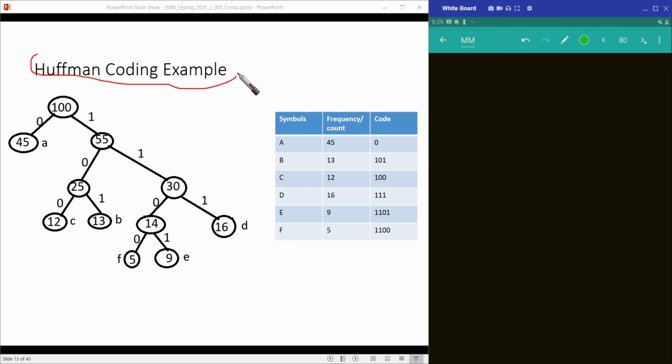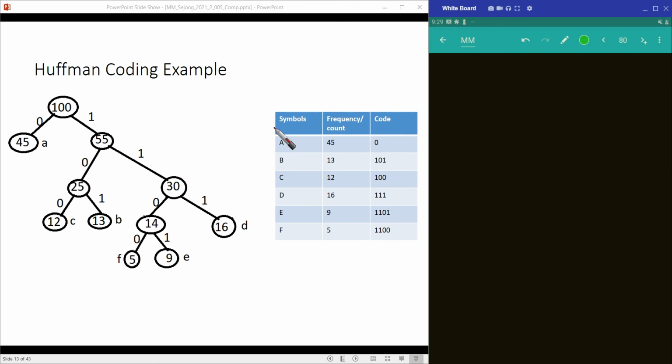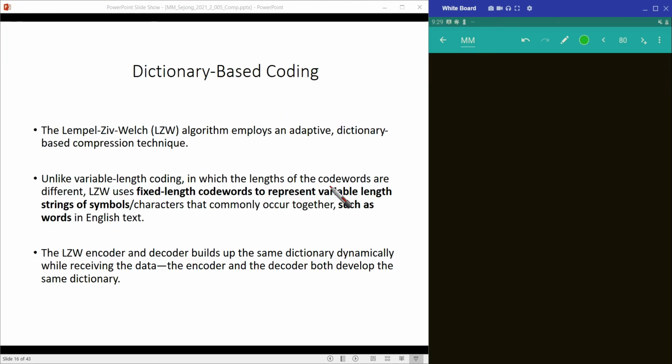Rather, we need to modify this Huffman coding or Shannon-Fano algorithm. That's called modified, or more appropriately called adaptive Huffman coding. In adaptive Huffman coding, this kind of statistics, this kind of table, or we can say probability or statistics, we generate as the information comes in. So adaptive, dynamically. Such a dynamic algorithm is the LZW algorithm, more appropriately called the Lempel-Ziv-Welch algorithm. It is also known as a dictionary-based algorithm. It's also variable length coding, but it uses fixed length code words to represent variable length strings of symbols.